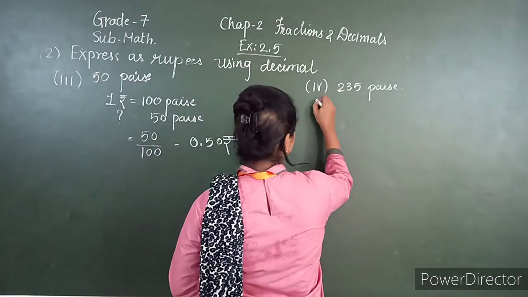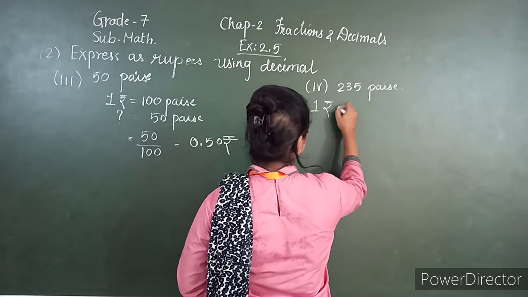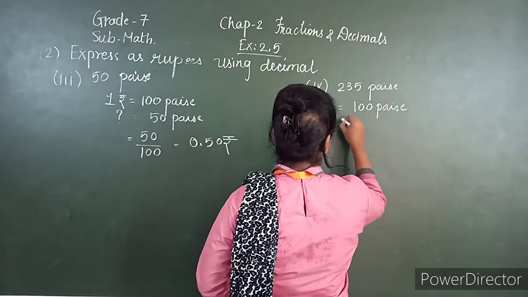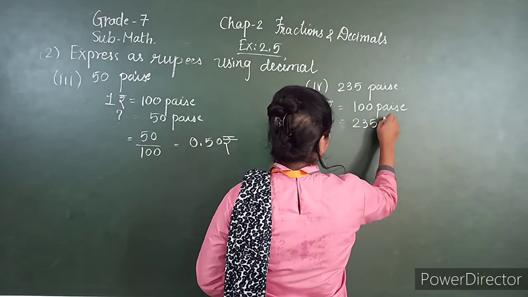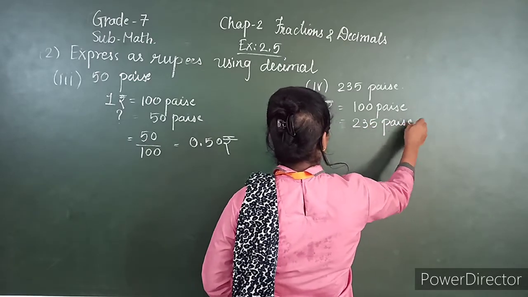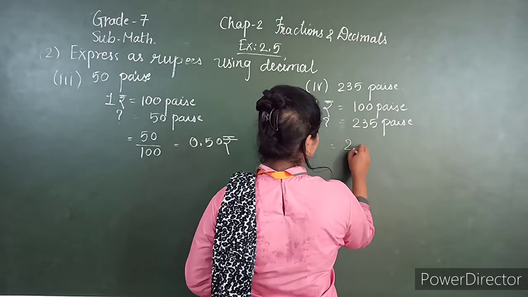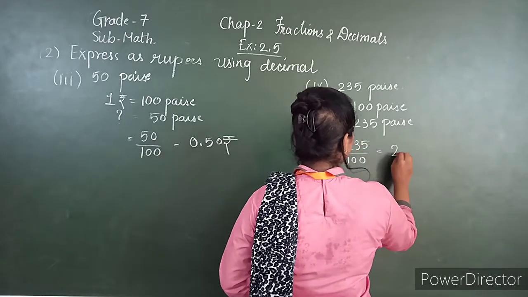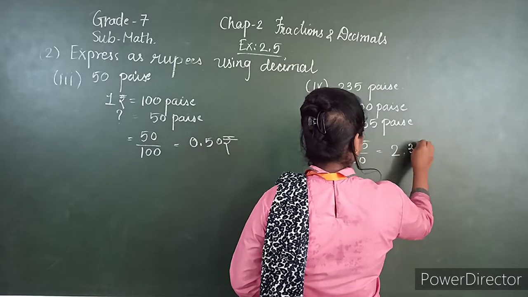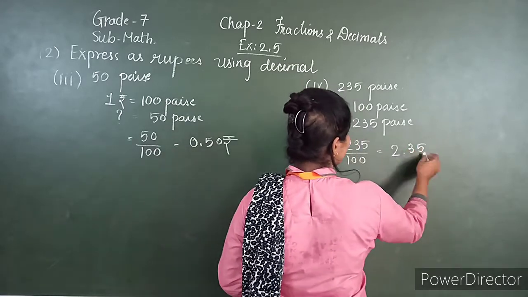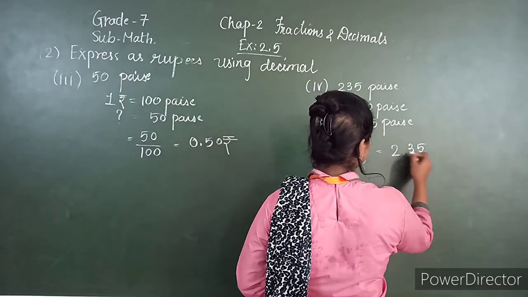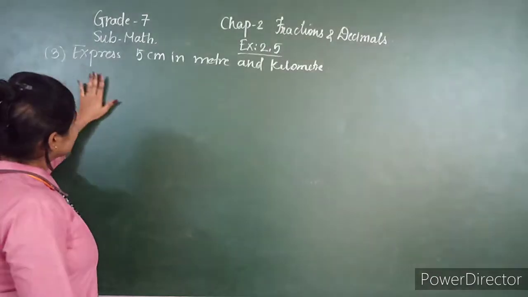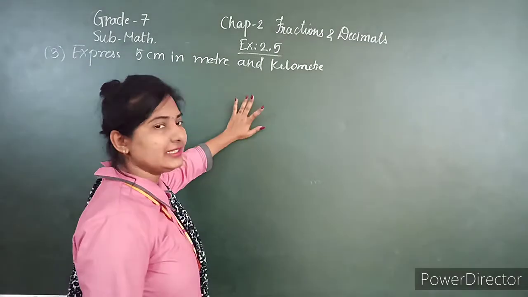Now next question is 235 paise. So here we have to write the identity that 1 rupee is equal to 100 paise. So 235 paise means how much? So 235 upon 100. So here we have to make point before two numbers. So here 2.35 rupees.